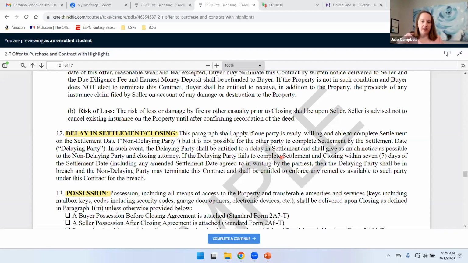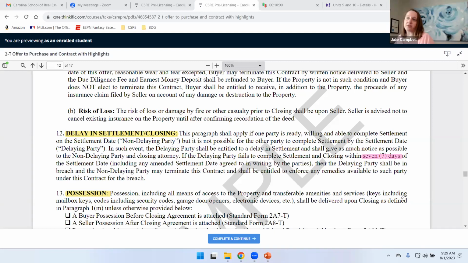So with this delay in settlement, we have 2 parties under this provision. There's the delaying party and the non-delaying party. One party is causing the delay. Let's say, for example, the delaying party is the buyer because they don't have loan approval yet. The lender just hasn't been able to give that final loan approval. If we're supposed to close today, this paragraph says that the non-delaying party, in that case the seller, would have to give the delaying party a 7-day delay. We have a 7-day delay built into our offer to purchase and contract.